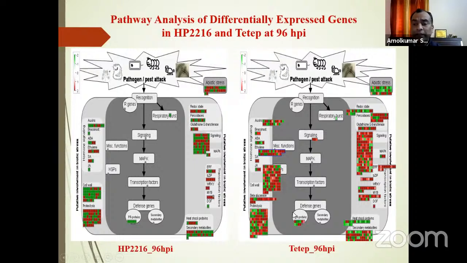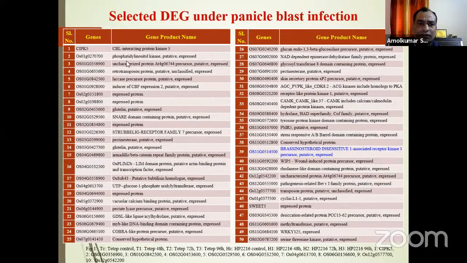And this trend continues at 96 hours. Although the number of genes we have seen is less, these important upregulated genes are more for signaling. Then jasmonic acid and other related genes are more, and cell wall related genes. These genes and secondary metabolite related genes are more expressed in TETEP. So this means there are more mechanisms or pathways contributing to resistance in TETEP as compared to HP22. Then we selected some genes using this and identified them.